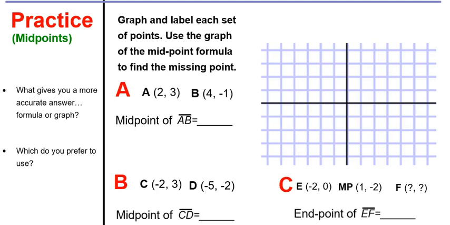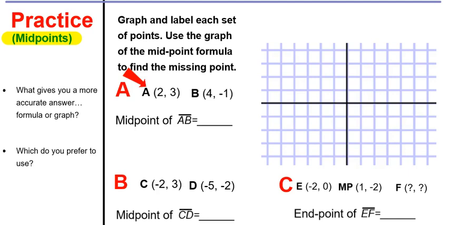All right, the last problem that we're going to do here is we're going to be talking about midpoints. So in these practice problems, right here, it says, graph and label each set of points. Use the graph or the midpoint formula to find the missing point. So for question A, we have these two points right here. We're going to calculate the midpoint. We're going to do it both by using the graph and our calculations.